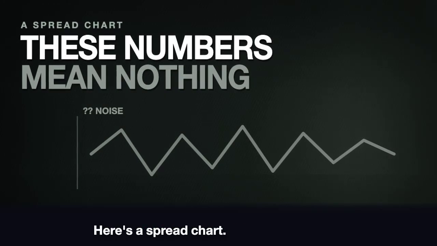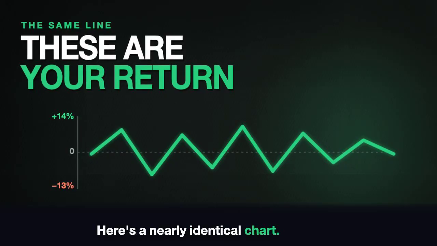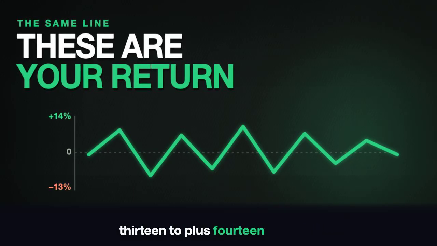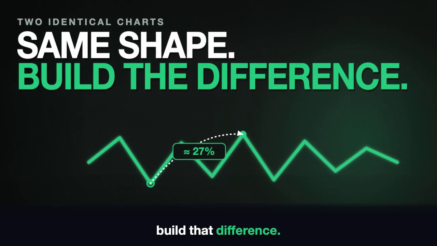Here's a spread chart, but these numbers on the y-axis, they mean nothing. Here's a nearly identical chart, but these numbers are your actual return, minus 13 to plus 14%. Same shape, completely different meaning. Today, we build that difference.